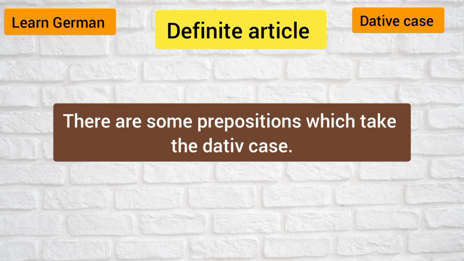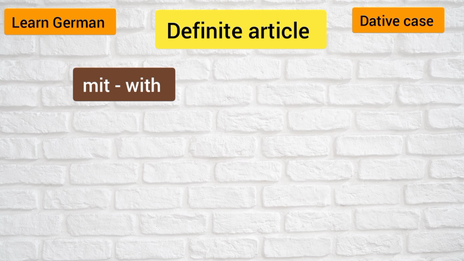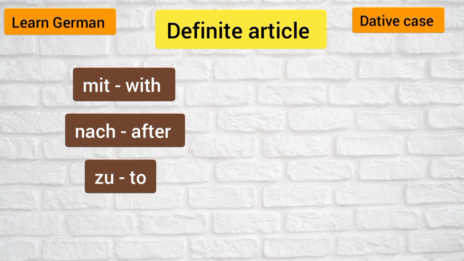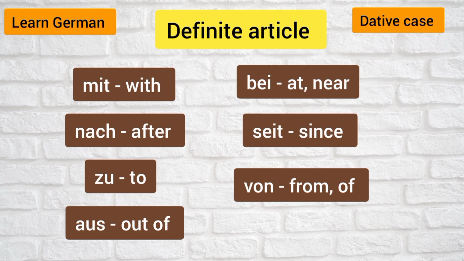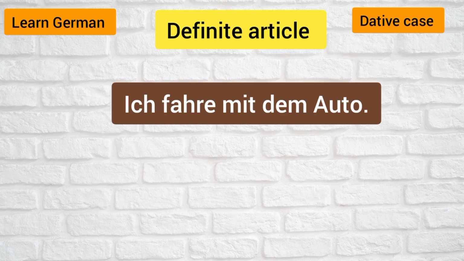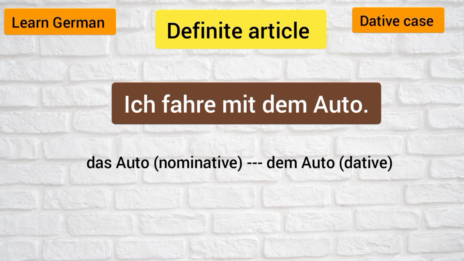There are some prepositions which always take dative case. These are mit, nach, zu, aus, bei, seit, von. After these prepositions, we use dative case. For example, ich fahre mit dem Auto. I am traveling by a car. Dem Auto. Das Auto becomes dem Auto in dative case because after mit we use dative case.